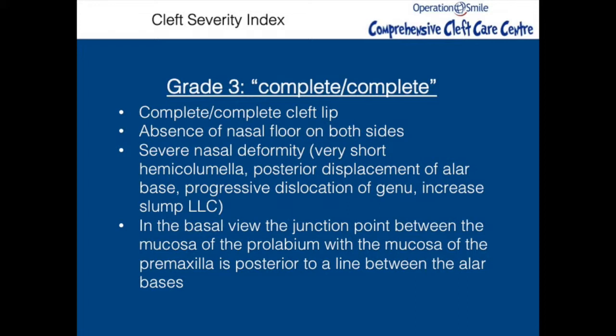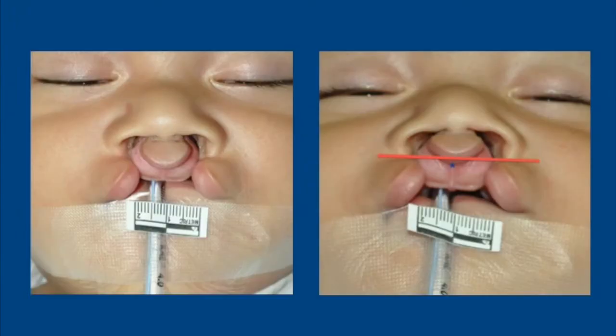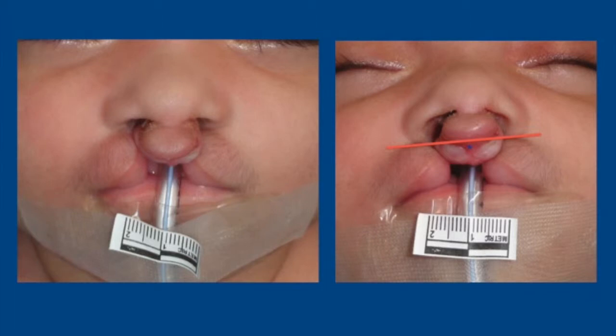Grade 3 describes a bilateral complete cleft lip with absence of the nasal floor bilaterally. There is a severe nasal deformity with a very short hemicolumella, posterior displacement of the alar bases, progressive dislocation of the genu, and increased slump of the lower lateral cartilages. In the basal view, the junction point between the mucosa of the prolabium with the mucosa of the premaxilla is posterior to a line between the alar bases.